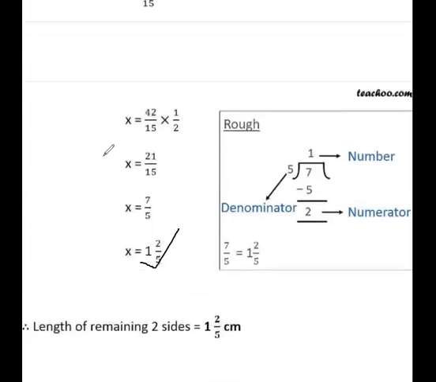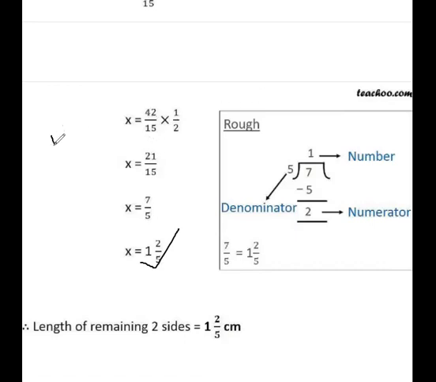Moving forward, if you find x, you will take 2 to the other side. So it will become 1 upon 2. And in 1 upon 2, if you multiply 42 upon 15 into 1 upon 2, you will get 21 upon 15. How? 42 into 1 and 15 into 2. So 42 into 1 will be 42 on the top, and 15 into 2 will be 30.